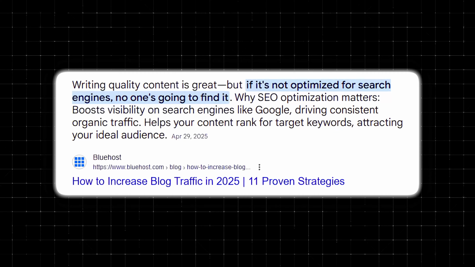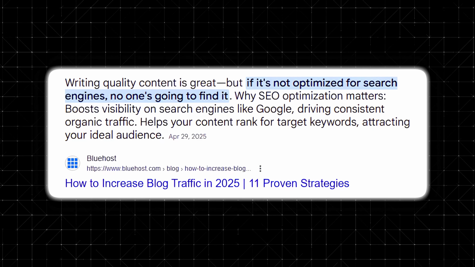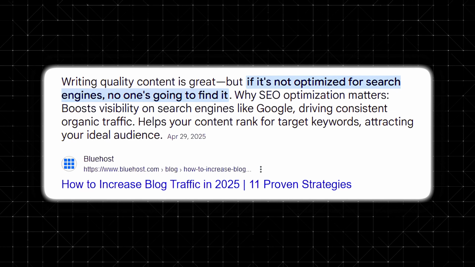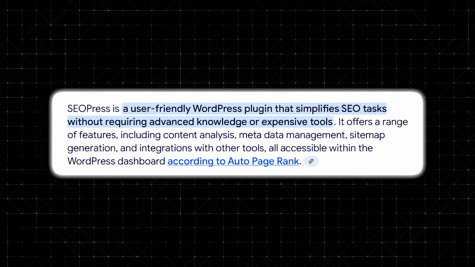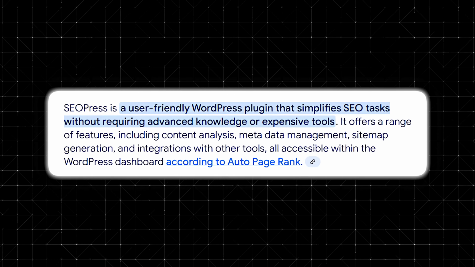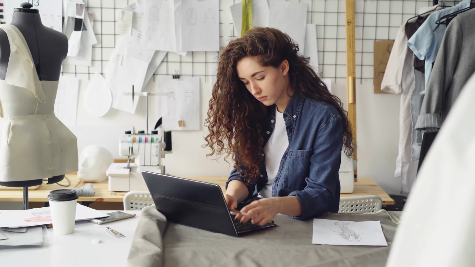Here's the truth. Writing a great blog post just isn't enough. If your content isn't properly optimized, it likely won't show up in search results, which means you're missing out on valuable traffic. SEOPress makes it super easy to handle SEO right inside your WordPress dashboard without complicated tools or expensive software. So whether you're a blogger or a freelancer or a small business owner, this tool is going to help you level up. Let's get into it.